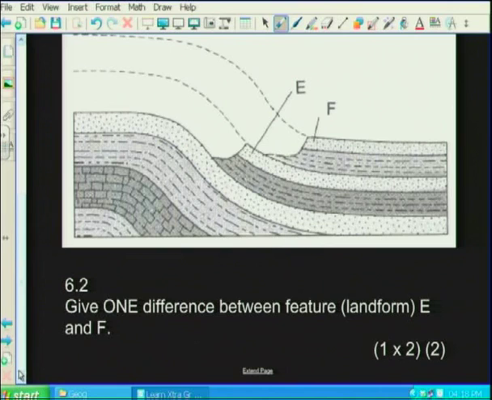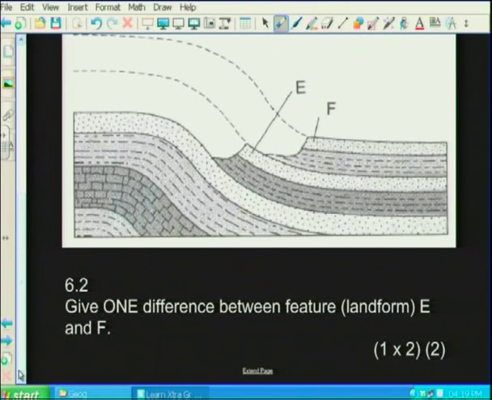Okay, question 6.2. Give one difference between feature E and F. Now this is very, very easy, okay? I've pointed it out to you before. E is a feature of inclined strata, so rocks that are sitting at an angle. F is a feature of horizontal strata, okay?